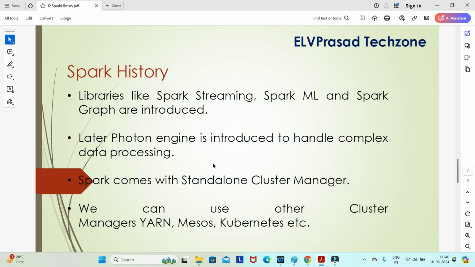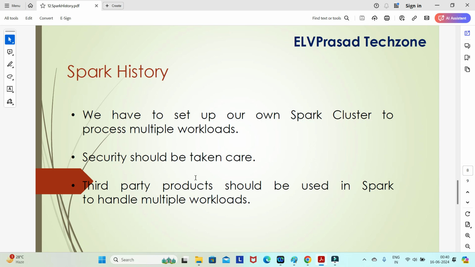Generally, Spark comes with a standalone cluster manager, and we can also use other cluster managers, Yarn, Mesos, and Kubernetes, for different workloads. In the case of Spark, we have to take care of creating and setting up the Spark cluster to handle multiple workloads, security should be taken care of, and third-party products should be used with Spark to handle multiple workloads. Actually, these are the main challenges in working with Spark data processing.